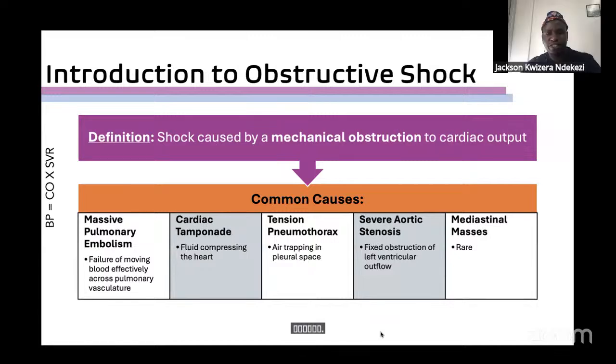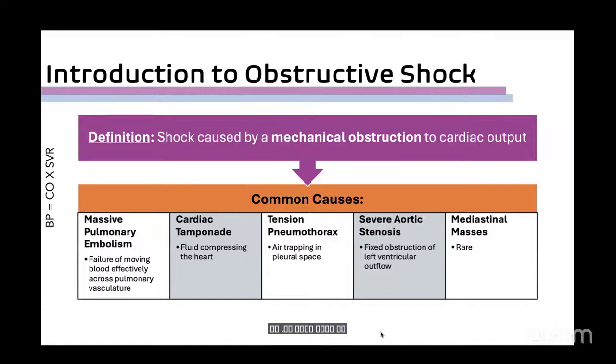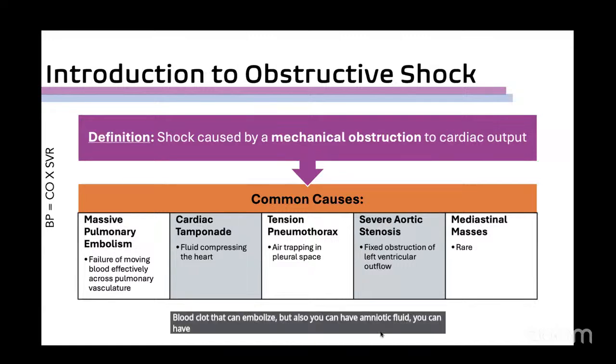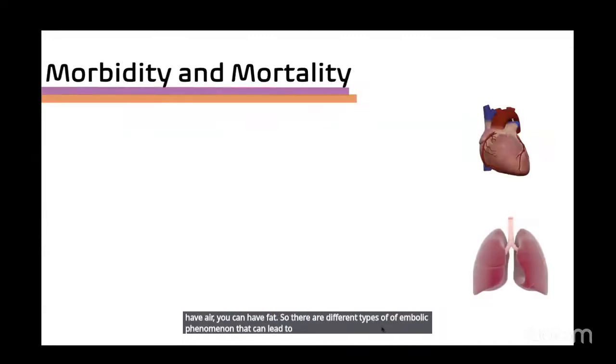One thing that has come up in the chat is talking about embolism and the different types of embolism. You can have a blood clot that can embolize, but also you can have amniotic fluid, air, or fat. So there are different types of embolic phenomena that can lead to obstruction. Just remember that point.